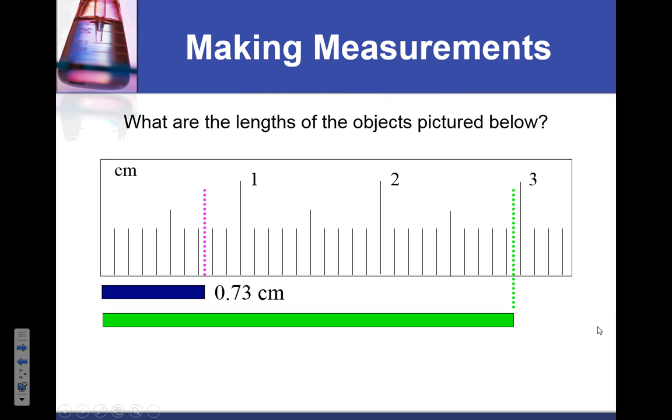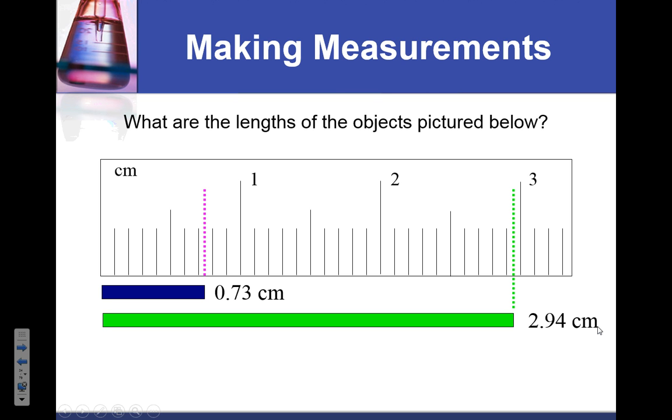And then our longer lime green line, well, that's somewhere between 2 and 3, and it's definitely above the 0.9, so I'm certain it's 2.9 something. To me, it looks like it's a little under half, so I put 2.94. Once again, you might say that's dead in the center, so I'm going to call that 2.95. Well, that would be a valid measurement with this device as well.